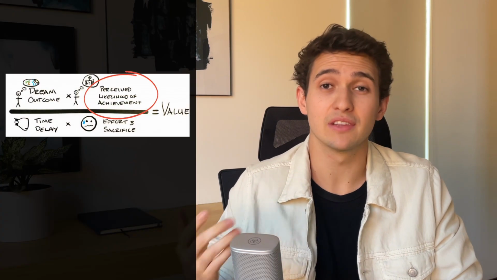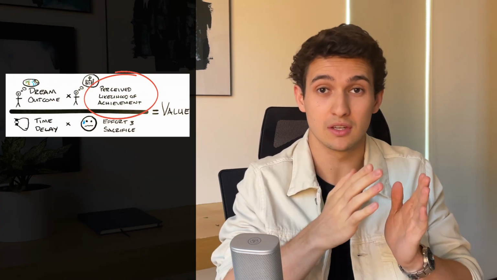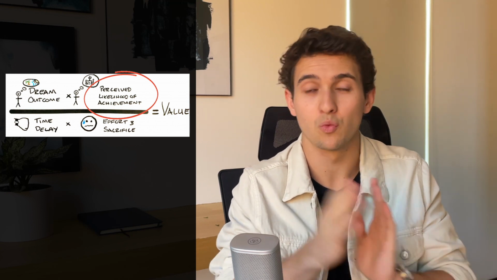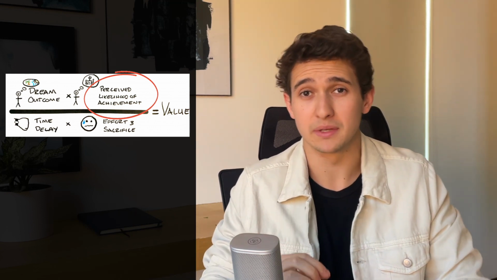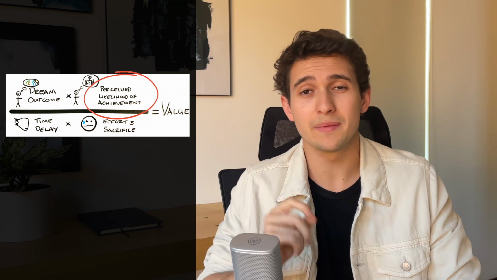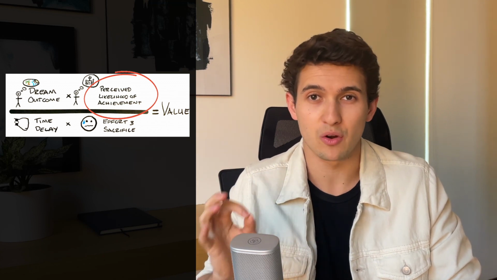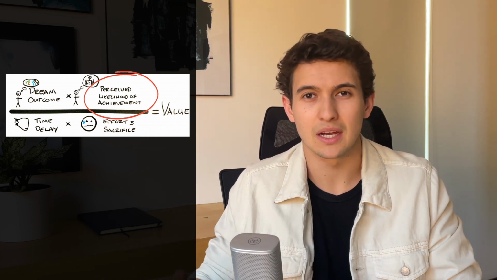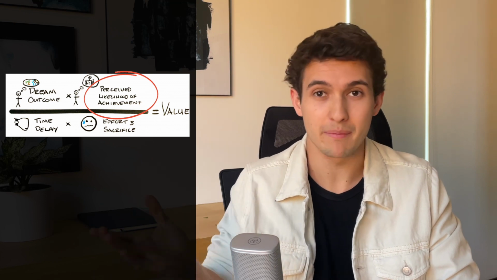Next is the perceived likelihood of achievement. In other words, what is the perceived probability of them achieving the desired or dream outcome with your products? This is really important because when you're creating ads, you want to make sure that you're communicating your dream outcome very clearly, and at the same time that the ad conveys a high probability of them achieving that dream outcome with the content you put out.